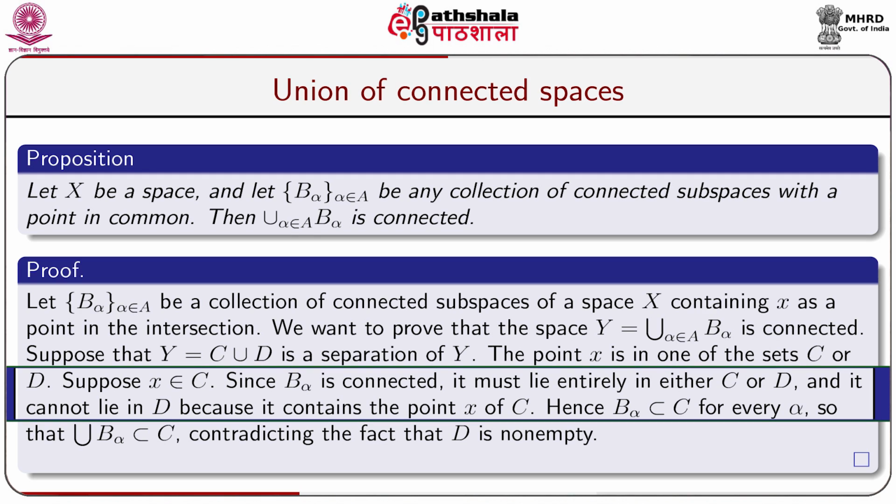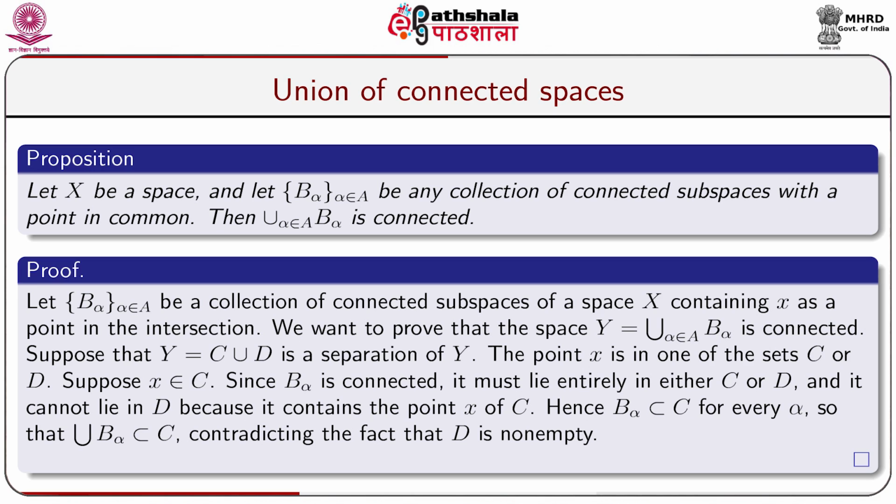Now, since each B alpha is connected, it must lie entirely in C or entirely in D, and it cannot lie in D because it contains the point P of C. Hence, each B alpha is a subset of C. So, the union of B alpha is contained in C. This proves that the union of B alpha is a connected set.